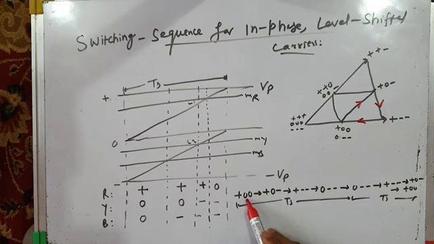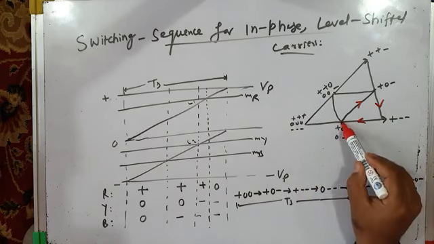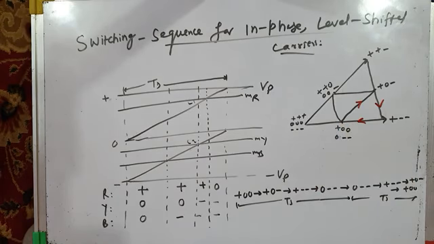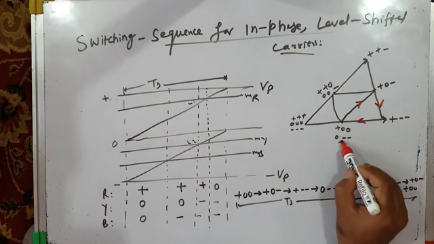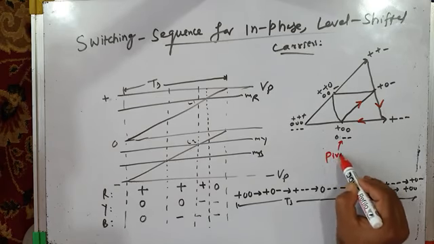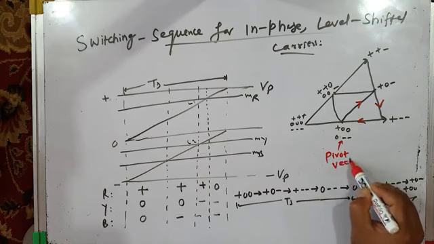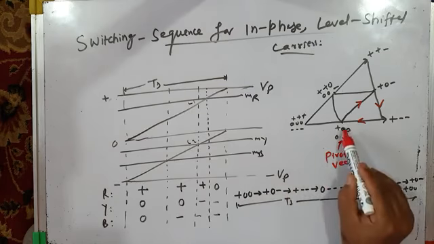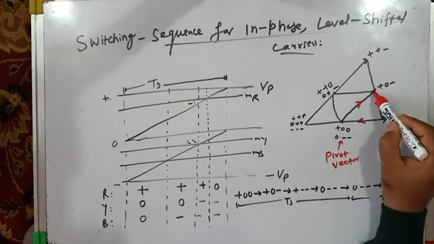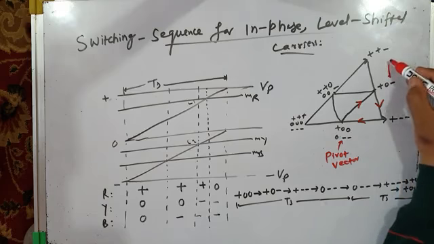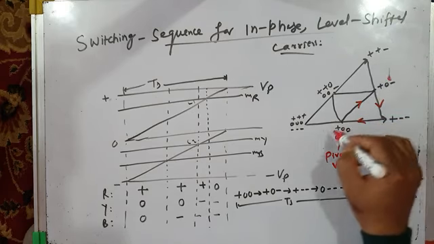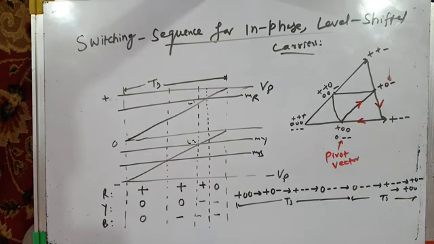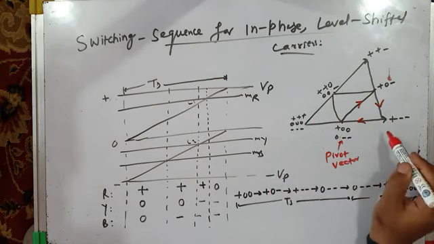I repeat, plus 0 0. Here you apply it for time interval t1. It's also called pivot vector. ये जो corner पे vectors हैं, these are called pivot vectors. So first you apply pivot vector plus 0 0. Then you apply plus 0 minus. Where is plus 0 minus? ये भी pivot vector है. So you apply two pivot vectors, because its amplitude is VDC by 2. This is VDC by 2. This is VDC by 2. Whereas this vector has an amplitude of VDC.